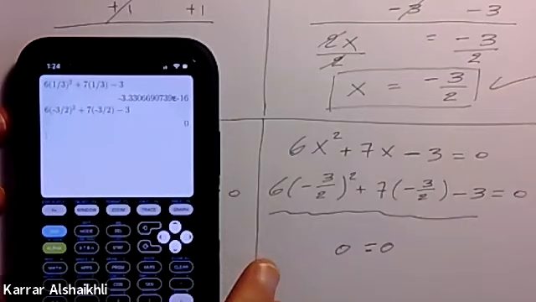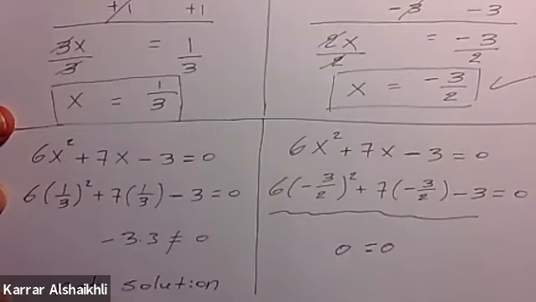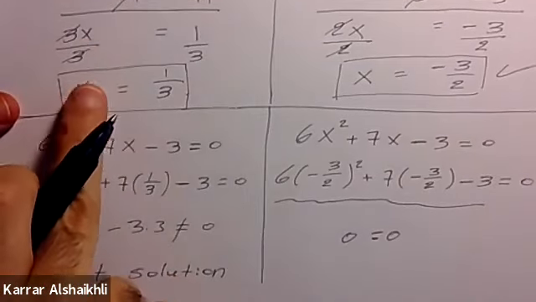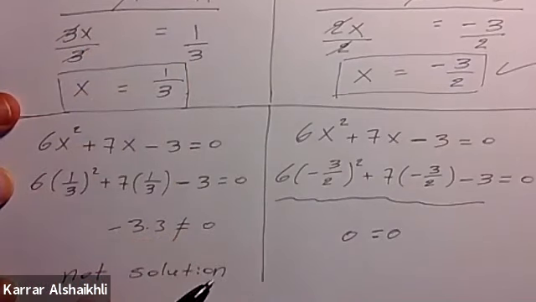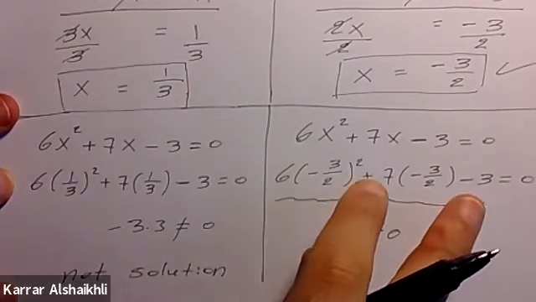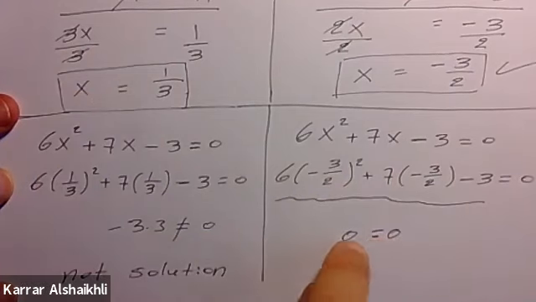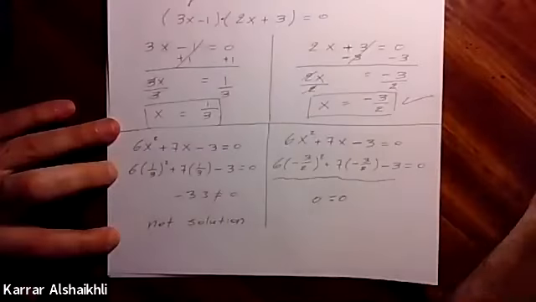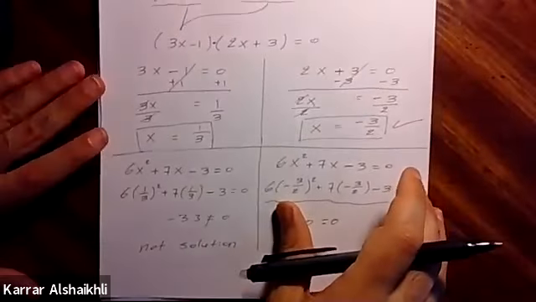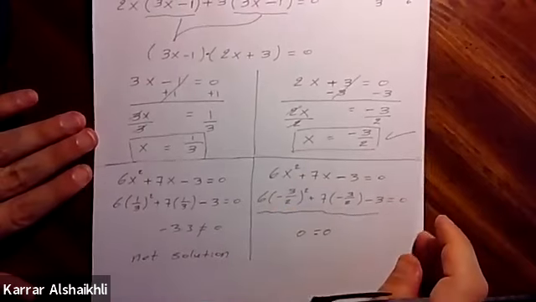You see, I have two solutions, but when I check the first solution, when x equals 1/3, I got two different sides. That means this is not a solution. When I check the other side, I found I have two equal sides. That means this is a solution. So always you have to check your solutions.